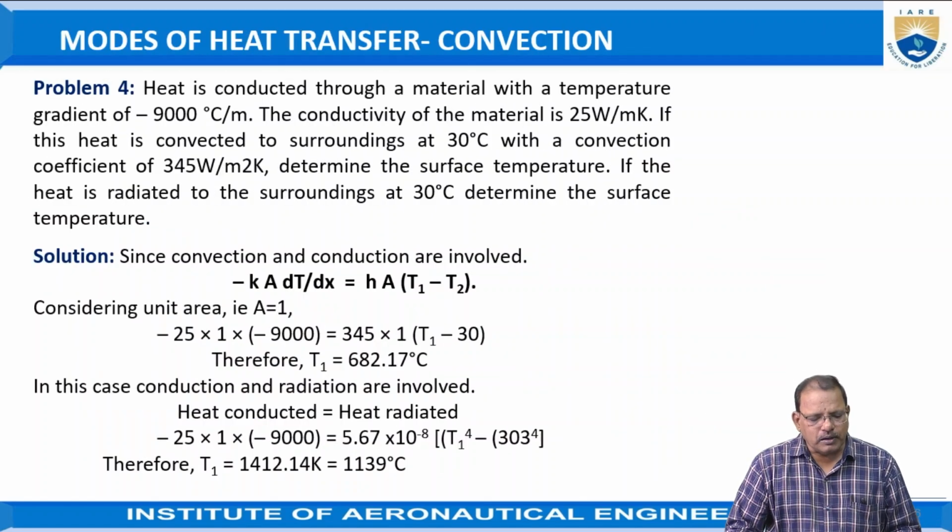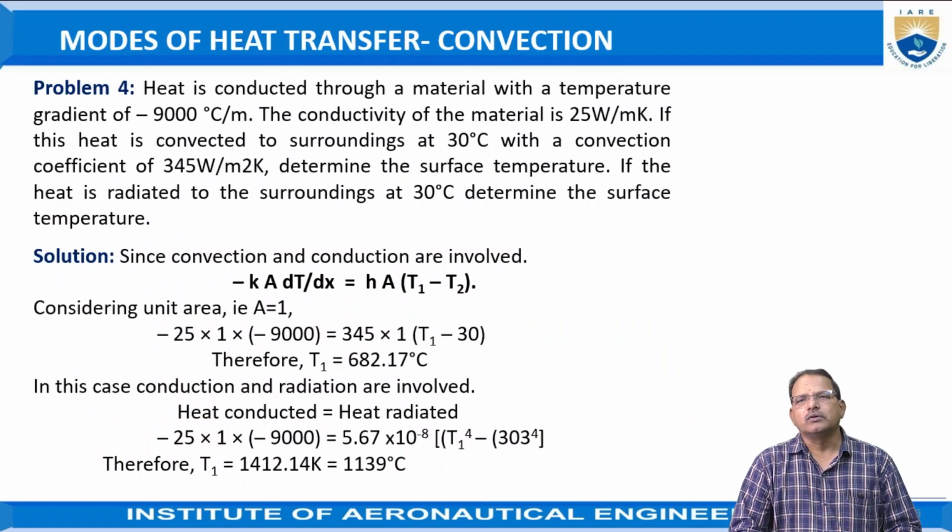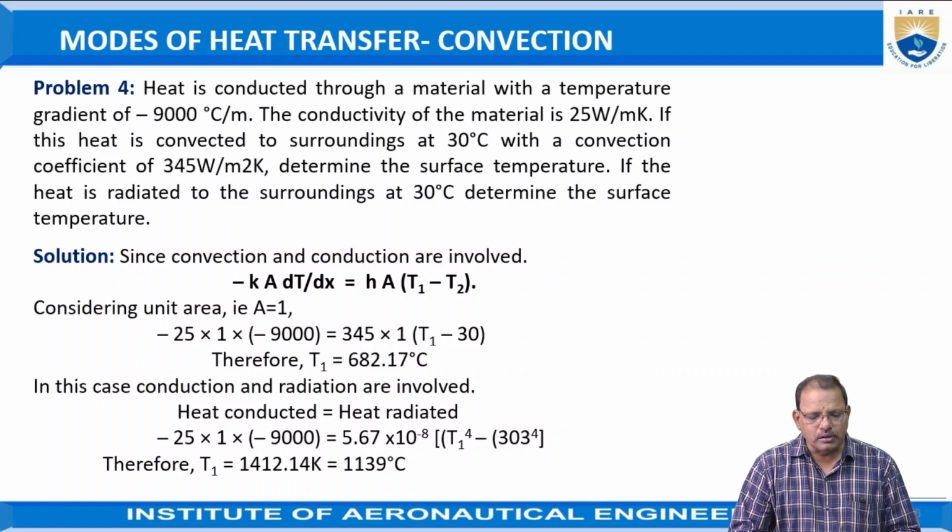Problem number 4. Heat is conducted through a material with a temperature gradient of 9000 degree centigrade per meter. The conductivity of the material is 25 watts per meter per degree Kelvin. If this heat is convected to the surroundings at 30 degrees centigrade with a convection coefficient of 345 watts per meter square per degree Kelvin, determine the surface temperature. If the heat is radiated to the surroundings at 30 degrees centigrade, determine the surface temperature.